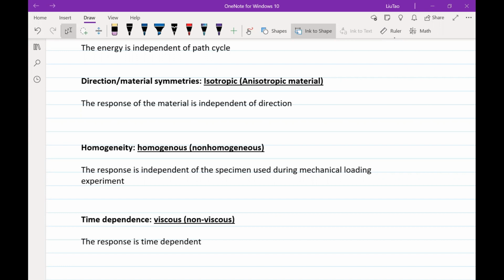Next, we can divide materials into homogeneous and non-homogeneous. If the material's response is independent of the specimen used in the mechanical loading test, then the material is homogeneous, or if it is dependent on it, it's non-homogeneous. Lastly, if a material is time dependent, then we say it's viscous, versus if it's not time dependent, then it's non-viscous. It's important to note that these different criteria are not mutually exclusive. So we can have a material that falls in multiple categories at once. For example, we can have a material that is linear and elastic, or a material that is non-linear but elastic.